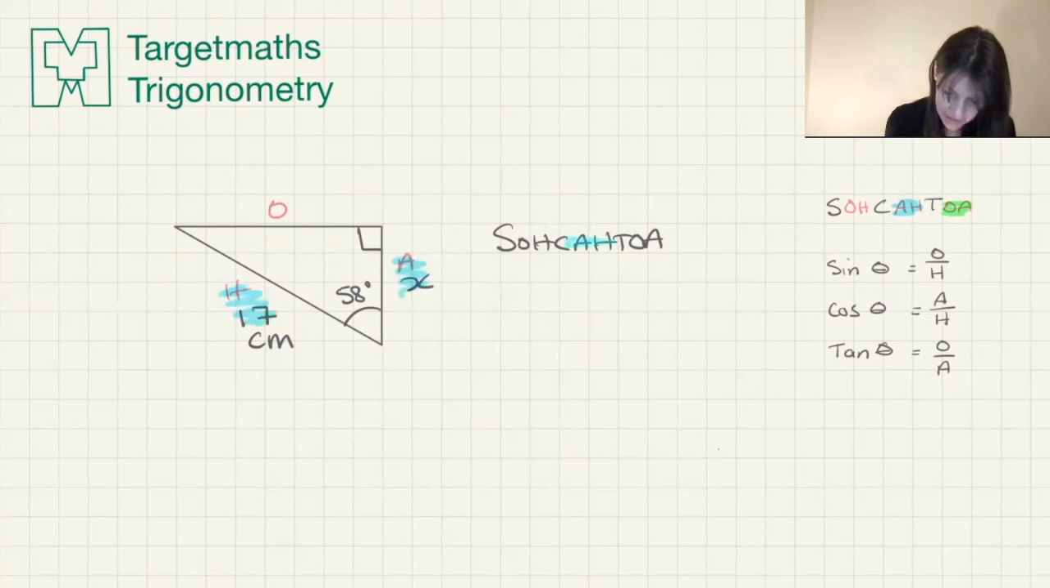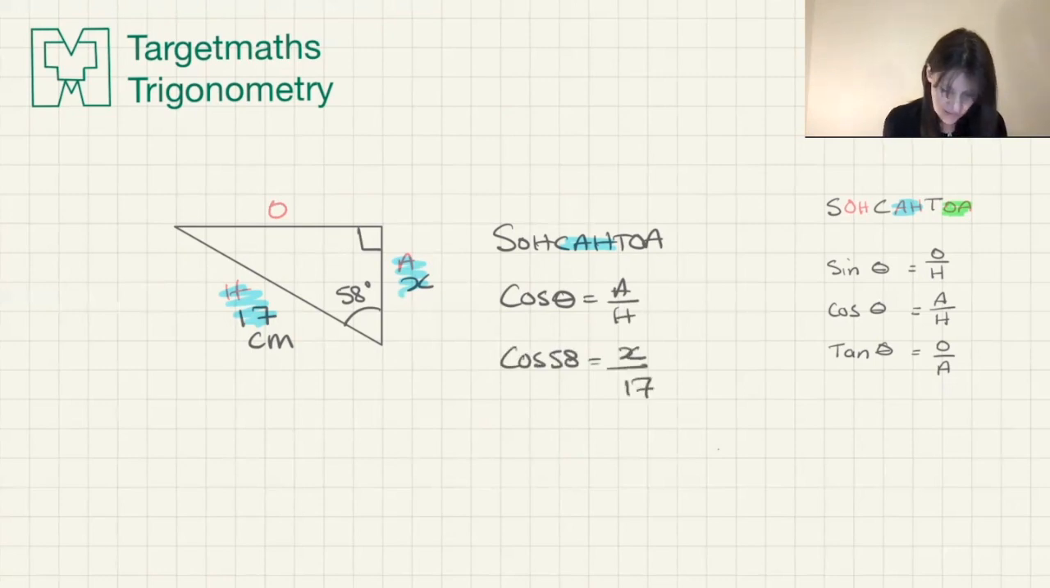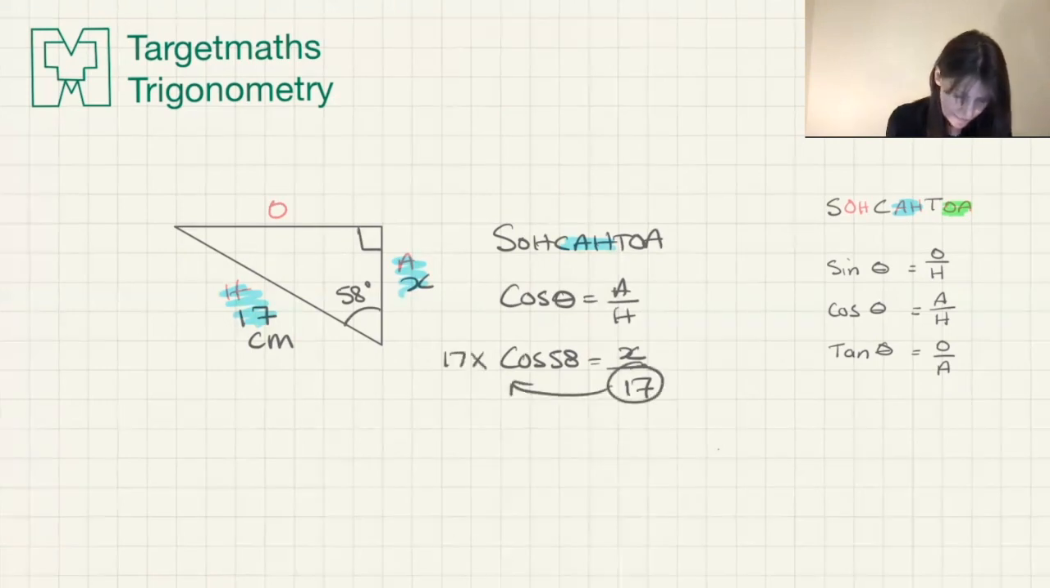Okay, we've got A and H, so it's the cosine rule. So cos theta = A over H, cos 58 = X over 17. A is X, H is 17. So this is another one where I literally just move the 17. It lands in place. Pop 17 times cos 58 in my calculator, and it tells me that X is equal to 9.008, and on it goes. So to 1 decimal place, 9.0, and that'll be centimeters.